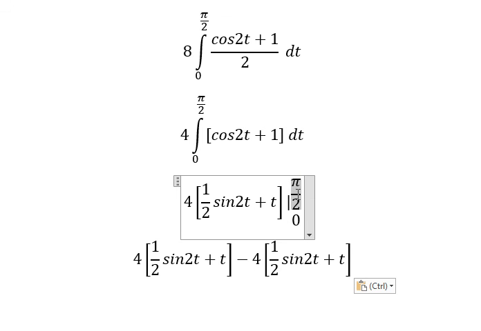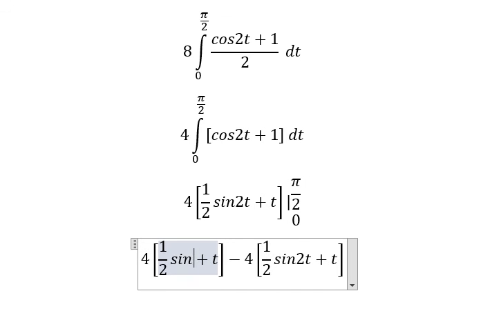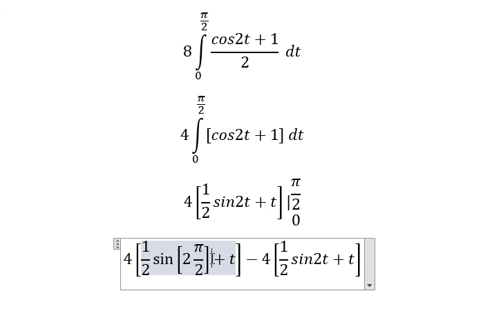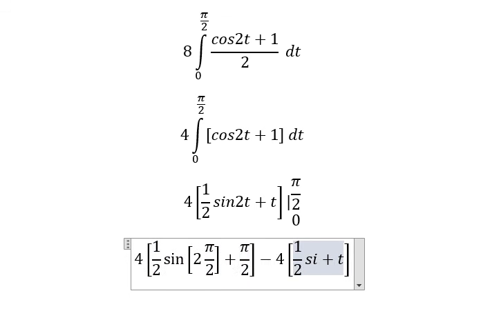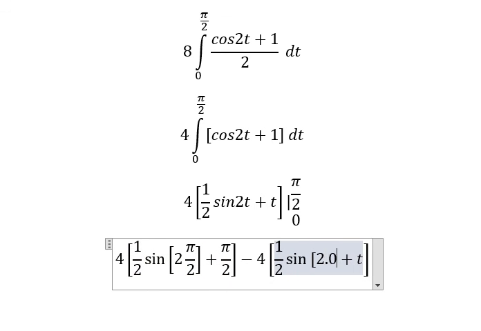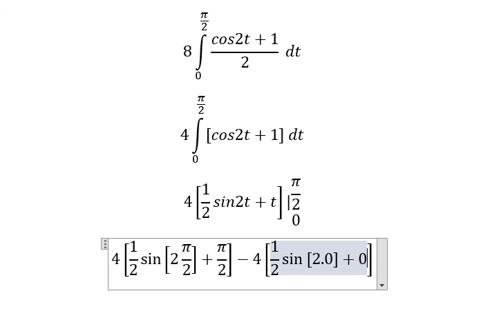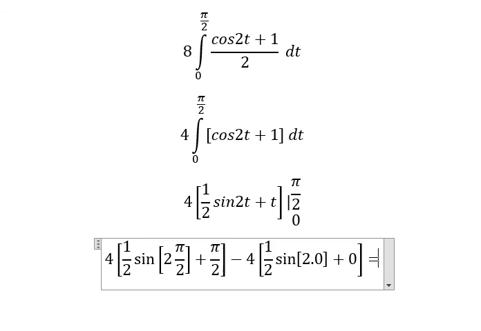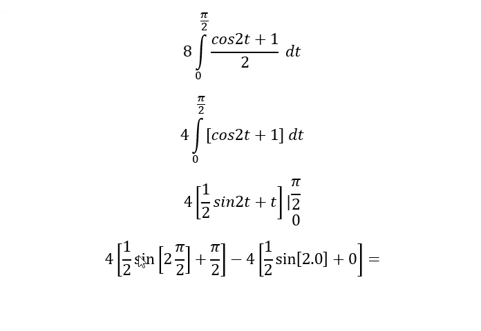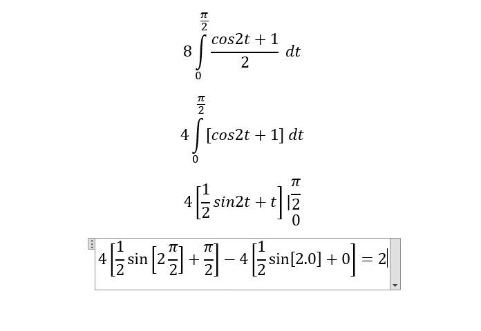So we put pi over 2 in here and here. 0 we put in here and here. And now we get the final answer. So this one you get 0. This one you get 0 and 0. So you get 4 multiplied by pi over 2. And you get 2 pi.